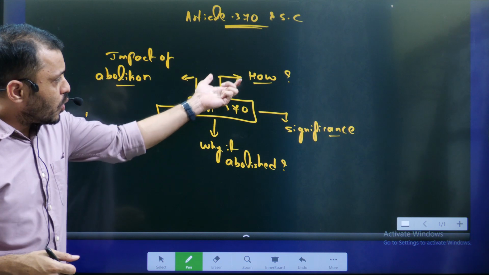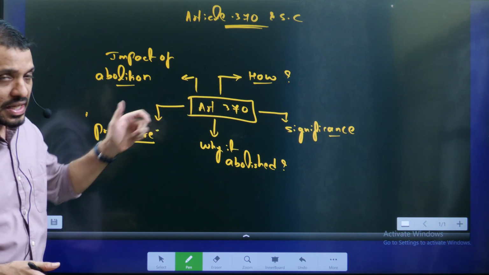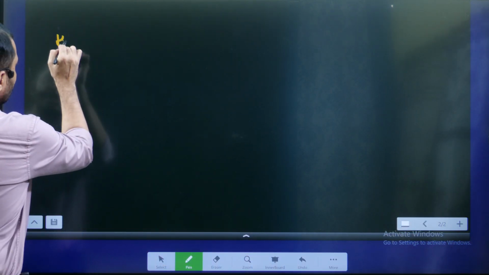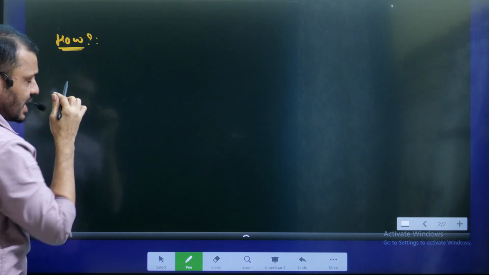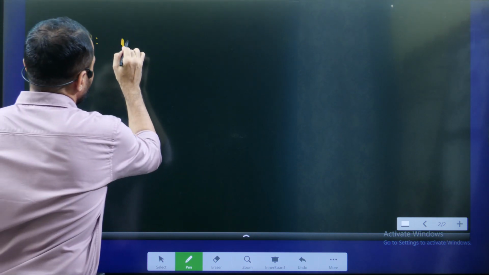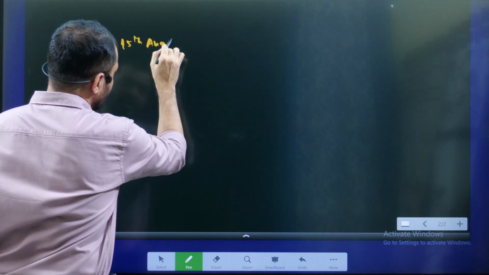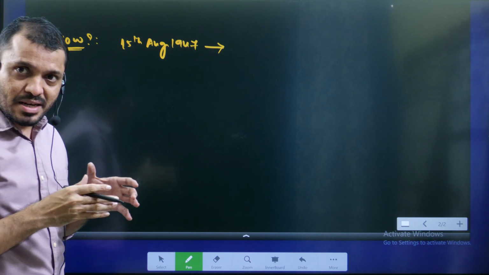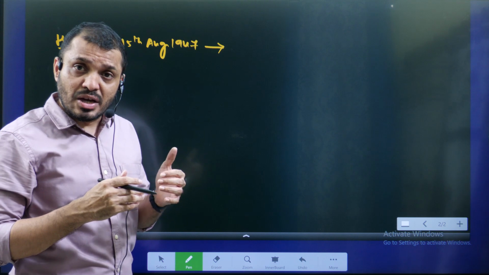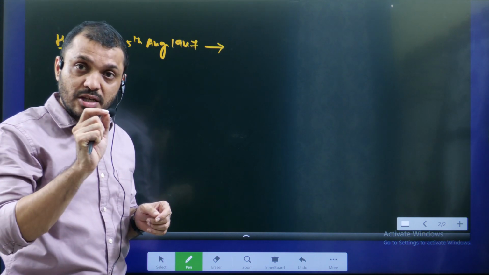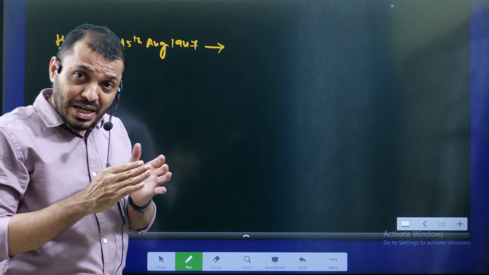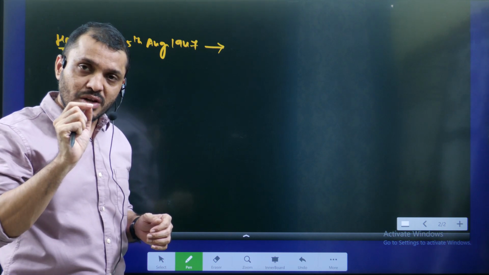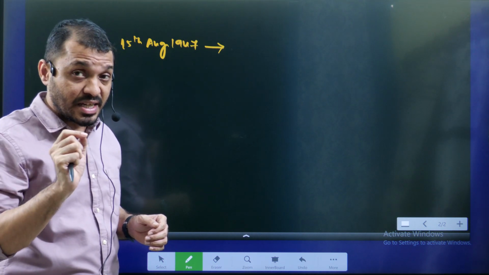First, let me explain how Article 370 came into existence. In the next slide I will explain it, and I'll give some historical timelines. On 15th August 1947, India got independence, according to the Mountbatten partition plan. At that time India was mainly composed of two areas: one is British India, the other is the princely states. When partition happened, the princely states were given three options: either they can join India, or they can join Pakistan, or they can remain independent.